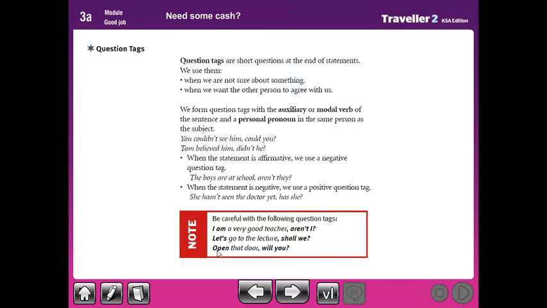If we have an imperative sentence, like open that door, close the window, turn on the lights, we write at the end will you. The question tag is will you. Open that door, will you?